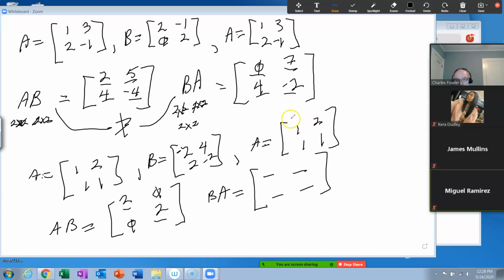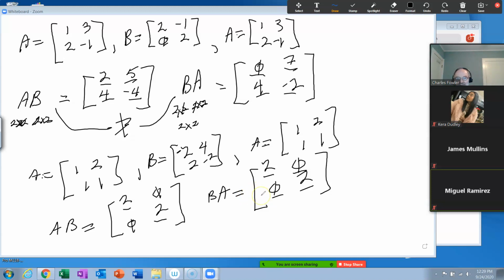Okay, 2, 4. First row, first column, negative 2 plus 2 is 2, check. First row, second column, minus 4 plus 4, 0, check. Second row, first column, minus 2 plus 2, 0, check, check, check. And second row, second column, 4 minus 2, 2. Yes, yes, yes.